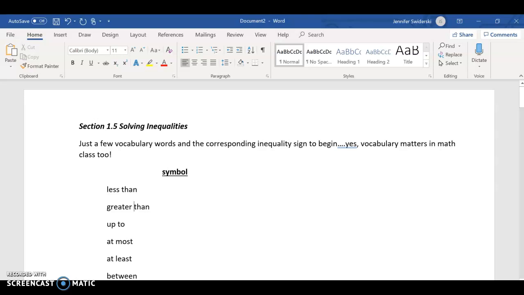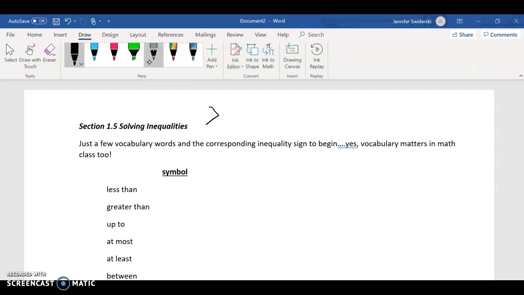All right, so today in algebra, we're going to be going over 1.5, which is all about solving inequalities. So today we're going to be talking about some vocab, because vocab is extremely important in math as well as your other classes. An inequality you have seen before, okay?